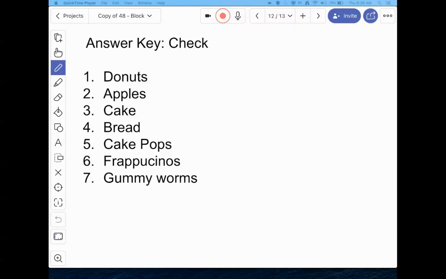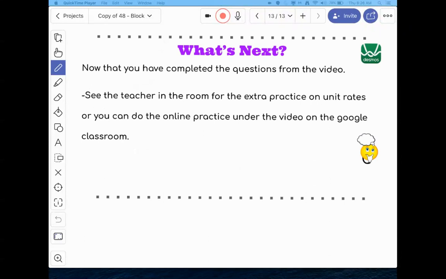And then here's your last activity for the remainder of class. You've got a little choice here. Now that you've completed the questions from the video, see the teacher in the room for extra practice. They have a little extra sheet. In Miss Pendleton's room, they have a little maze where you'll try each question and try to get to the end of the maze. In my room, they've got a color the fish or color the picture activity, where you'll solve a unit rate, and then you'll pick it and write the color in there.